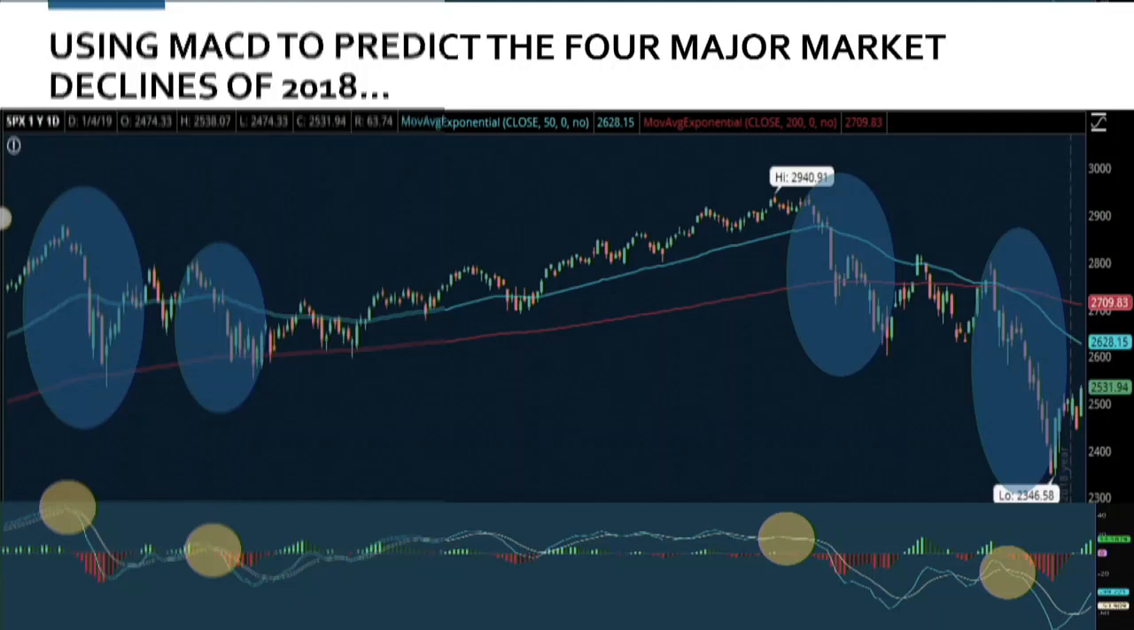Say that again. 12, 26, 9. Okay. Yeah. So we have this set at the default setting, 12, 26, 9. So those are the moving averages that are plotted there. So when the signal line, the blue line, crosses the yellow line to the downside, it would signal a shift in momentum to the downside, and if it crosses to the upside, it would signal a momentum shift to the upside.